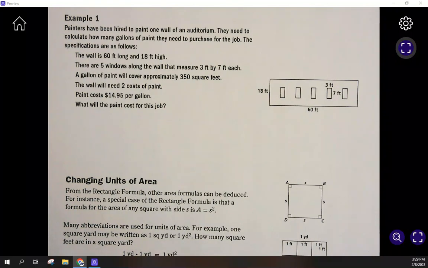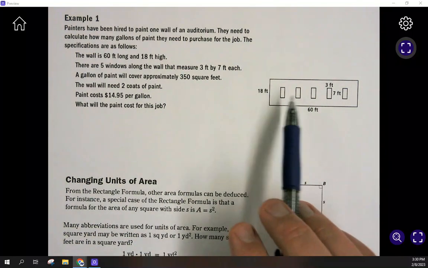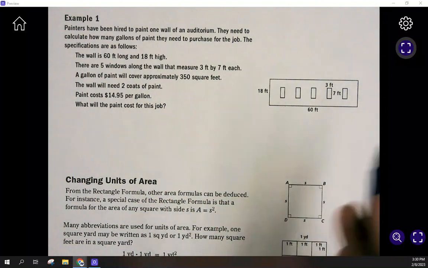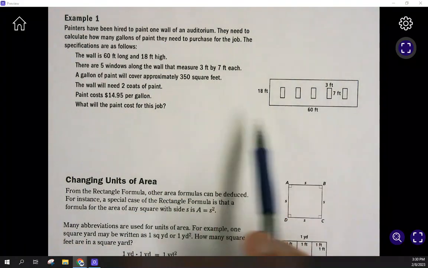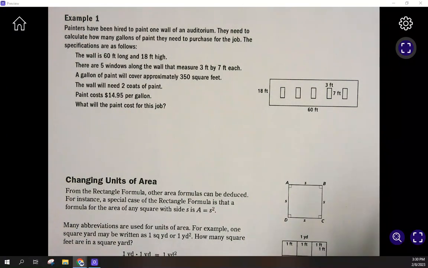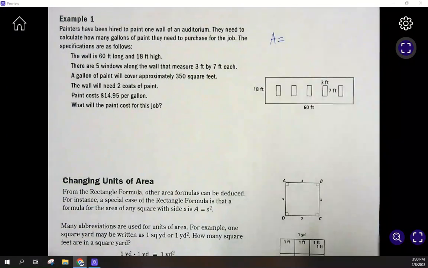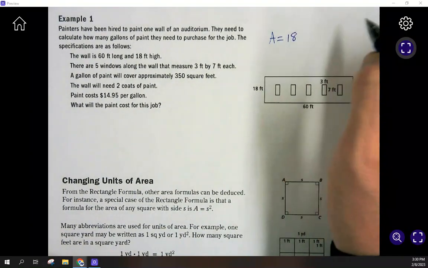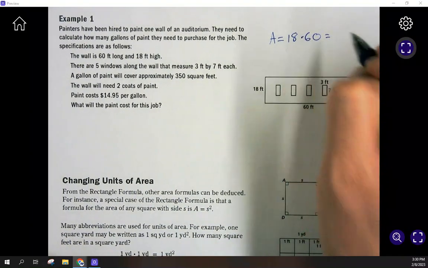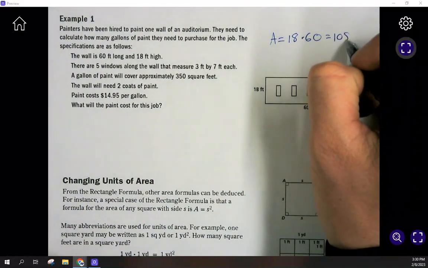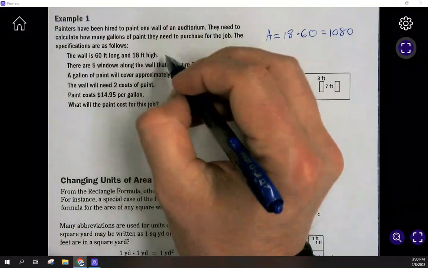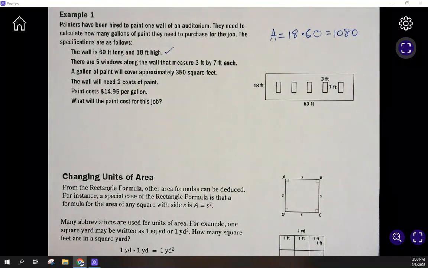So the specifications are as follows. The wall is 60 feet long, 18 feet high, as you can see. Before we move any further, we want to figure out the area of that whole shape. Now there's windows, and we're going to have to take those windows out of the area. But first we need the entire area before we can do anything else. So the area of this rectangle, length times width, is 18 times 60, and that is 1080. Okay, so there's our step one.